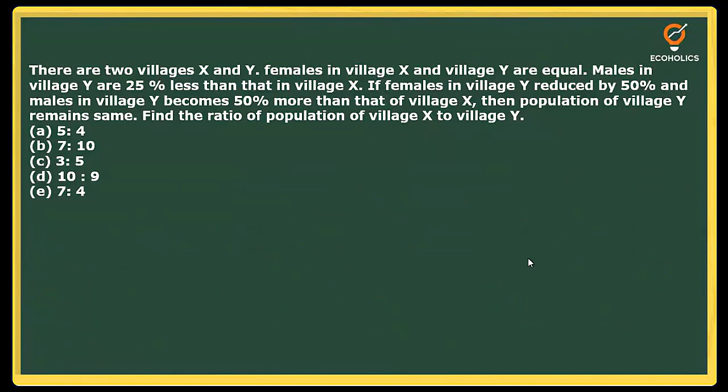Okay, so I have given you time to solve this question. There are two villages X and Y. Females in villages X and Y are equal. Males in village Y are 25% less than in village X. So if females in village Y reduce by 50%, males in 50. Okay, go for this. Tell me what should be the answer here.